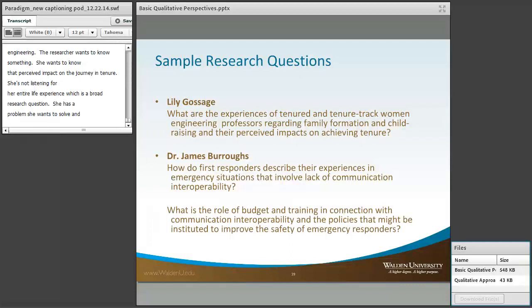So here's James Burrows. I got this from Public Policy, I think. How do first responders describe their experiences in emergency situations that involve the lack of communication interoperability? So once again, it's a particular aspect of the problem that the researcher wants to know about and probably has some life experience that helps them frame and understand intelligently what the other person is saying, so they're not opening up to a whole broad range of experience.